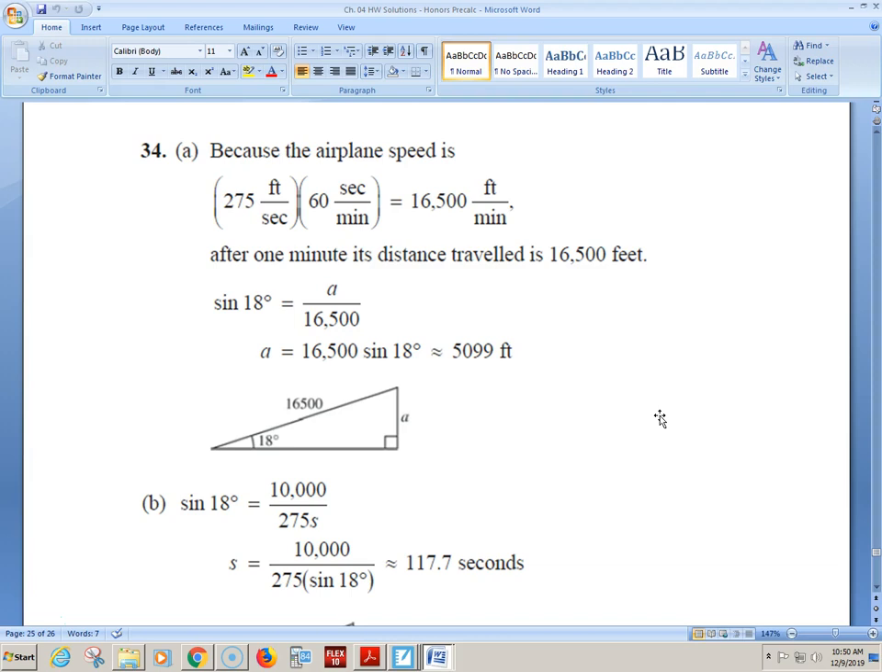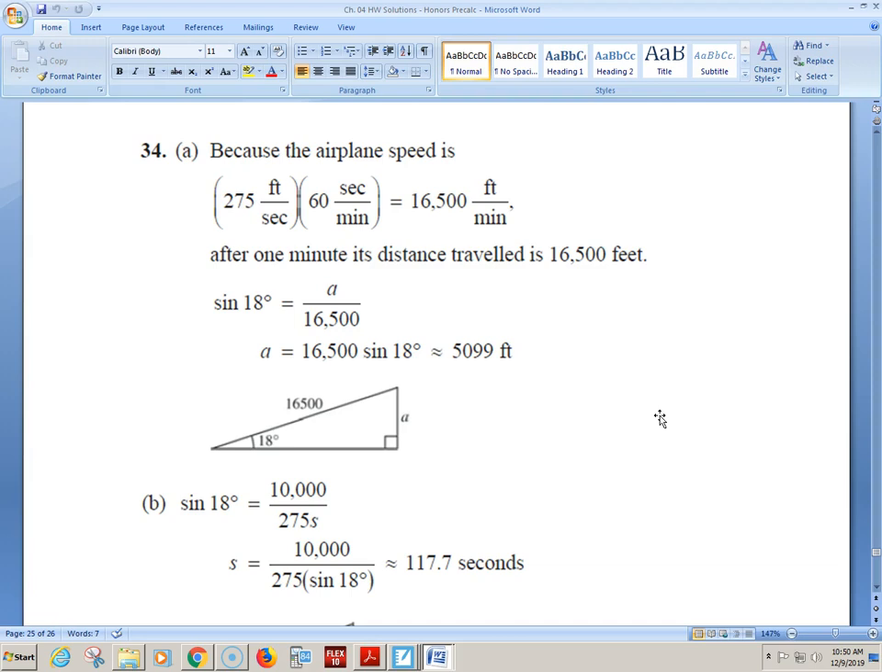Dimensional analysis. Shout out Mrs. Leon. If you multiply by 60 to get feet per minute, then you could say after 1 minute, how far did they go? Or you could have just multiplied by 60 because there are 60 seconds in 1 minute. After 1 minute, they traveled 16,500. You had to use the speed clue to figure out how far they went.